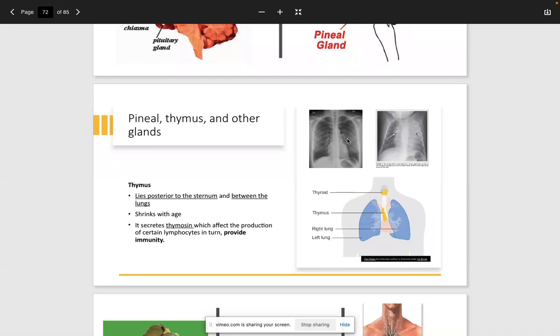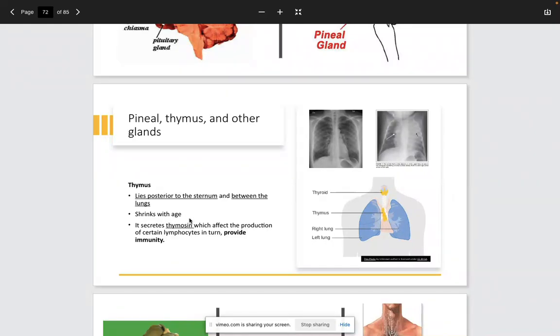This picture here is going to depict an adult. As you can see, you can't really see the thymic shadow here. Here is a picture of a child, and this is a thymus here. So it lies posterior to the sternum. That makes sense if you were to think about this in terms of anatomy, this being the sternum itself covering here. The thymus is going to be directly posterior to it.